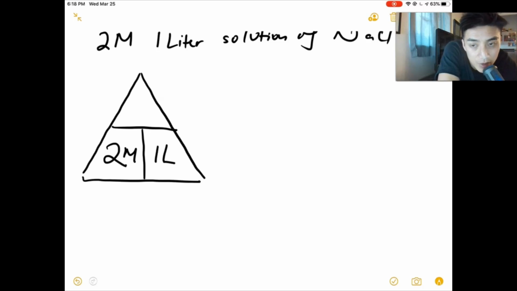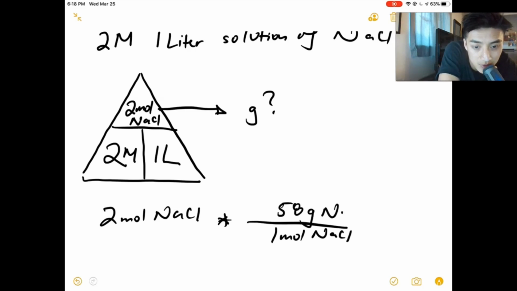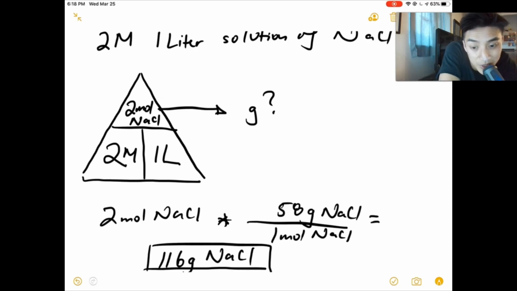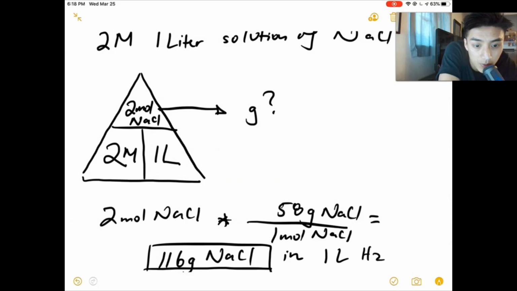Okay, so the problem is like this: how do I make a 2 molar, 1 liter solution of salt? So I just plug in the 2, and I plug in the 1, and then I get 2 moles of salt. 2 moles of salt is how many grams? Well, just like before, I'm going to go times, draw a line. If moles is in the top left, I'm going to write moles in the bottom right. And then on top, it's going to be the molar mass of salt, which was 58 again. It didn't change. And now I get 116 grams of salt. So that means I need to dump in 116 grams of salt into 1 liter of water for it to become a 2 molar solution.